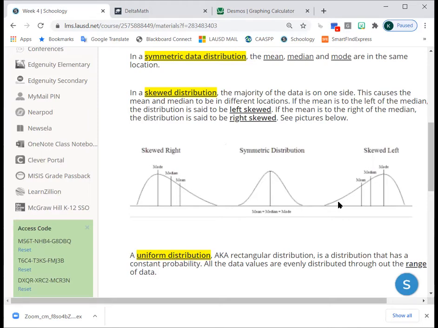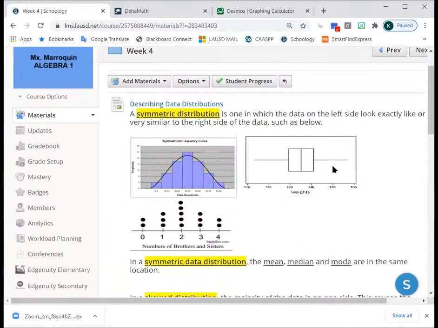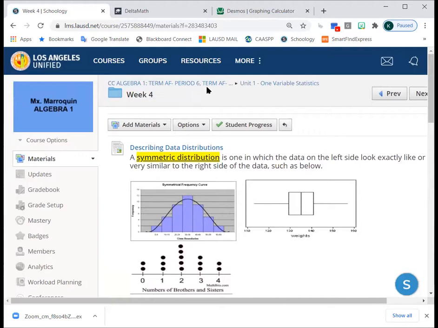Skewed left, long on the left. Skewed right, long on the right. And here are some more symmetric distributions. Okay, week 5.